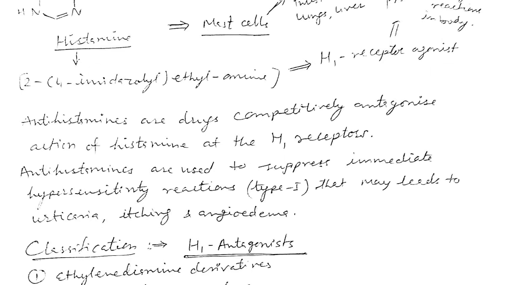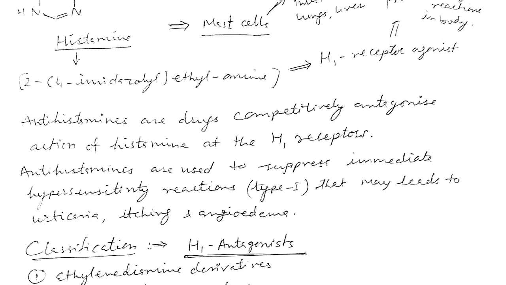As we discussed in the previous video, H1 receptors are abundant in the smooth muscles of the intestine, trachea, and uterus. So allergic reactions are mainly associated with the H1 receptors. When histamine gives allergic or hypersensitivity reactions, it is only due to binding with the H1 receptors.